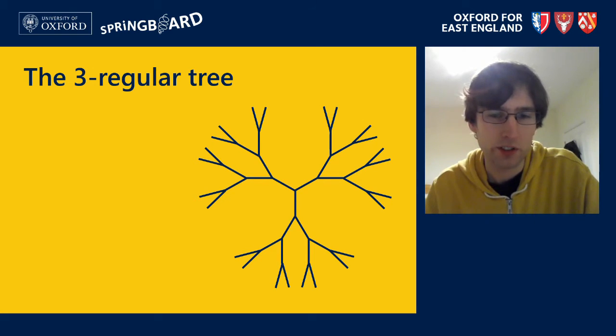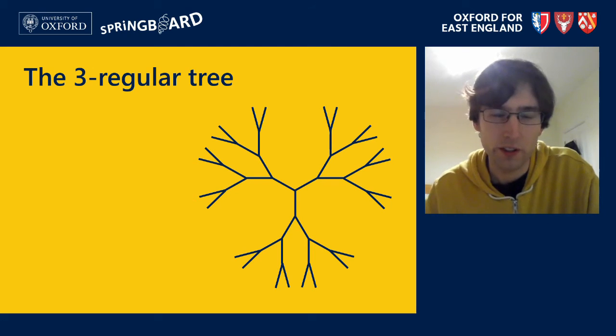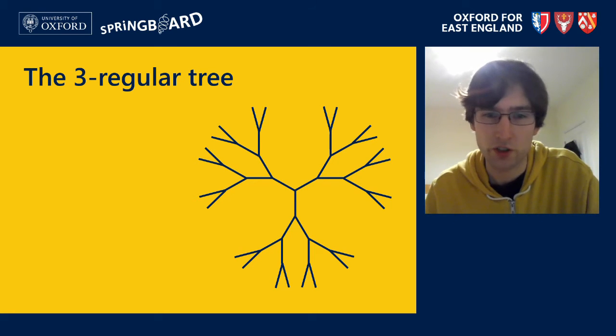And on to a third example, the 3 regular tree. So this is an infinite tree in which every vertex meets exactly 3 edges. So it will start branching out as I've drawn, and then it will continue branching out infinitely in all directions.